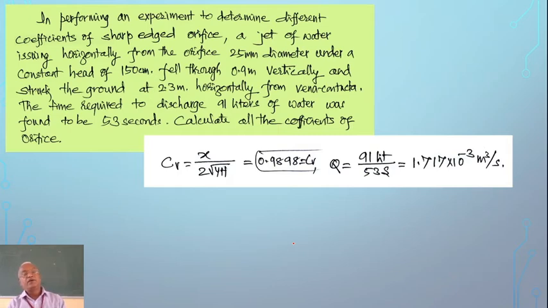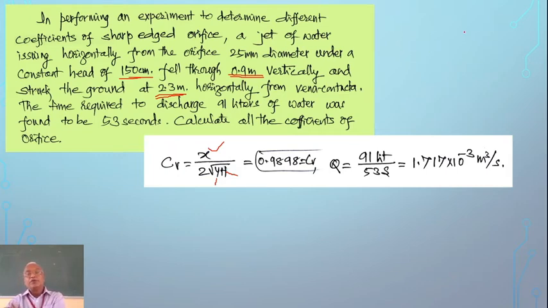Okay, CV is equal to x divided by 2 root yh. Just now we have derived it, and we have here x. How much is x? X is 2.3 meters because the jet has gone through a distance of 2.3, and the corresponding vertical distance is 0.9. So I have to put for y 0.9, for x 2.3. This h is 1.5 meters. It is given. Substitute and simplify. You will be getting CV as 0.9898.